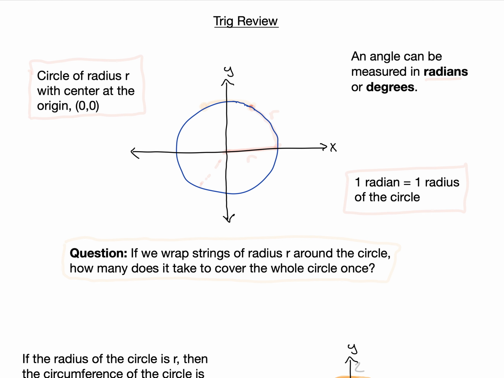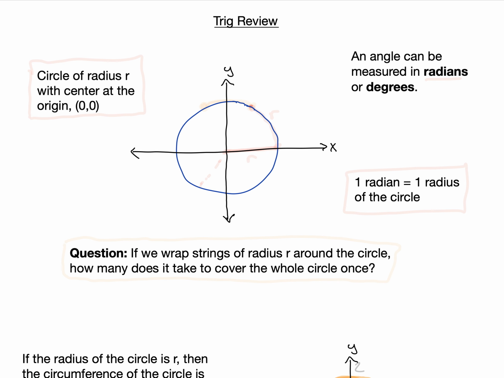In this video, we're going to do some trigonometry review. So we'll talk about radians and degrees. We'll find values for common angles for cosine and sine, and we'll talk about the 6 trig functions and how they relate to one another.